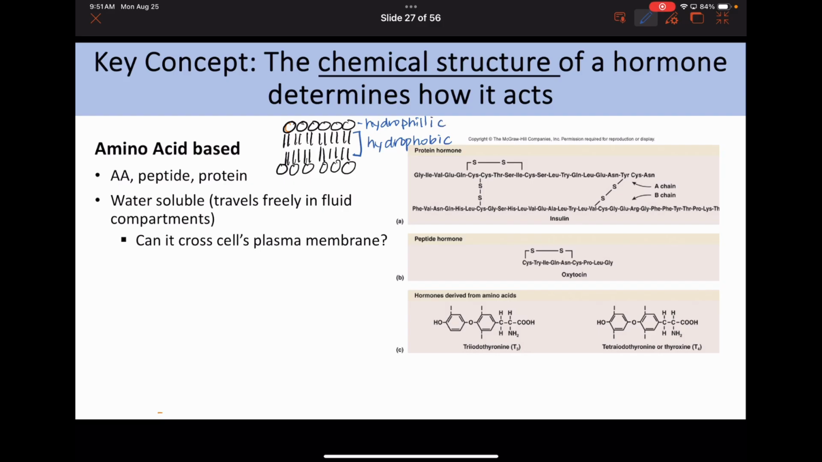So let's say this little blue dot here was an amino acid-based hormone. If it tried to cross a plasma membrane, once it gets to the hydrophobic portion in the middle, which is the bulk of the plasma membrane, it's just going to bounce right back out. The hydrophilic amino acid and the hydrophobic tails are not going to be able to interact. Can you use a channel protein? Oh, yeah, of course. Yes, but can they cross on their own? No, they cannot.